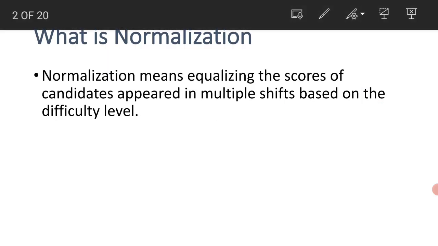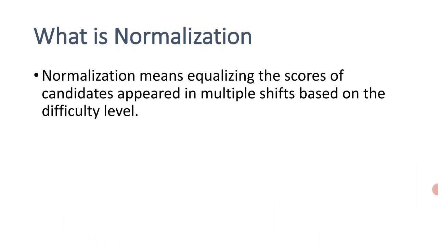Next is, what is normalization? Most of the students are eagerly waiting to know the meaning of normalization and what steps are required to calculate it. Normalization means equalizing the scores of candidates appearing in multiple shifts based on the difficulty level of the question paper. So the marks get equalized across the multiple shifts based on difficulty level. We know that we have 6 shifts in TS Eamcet this year: 4th 2 shifts, 5th 2 shifts, 6th 2 shifts.